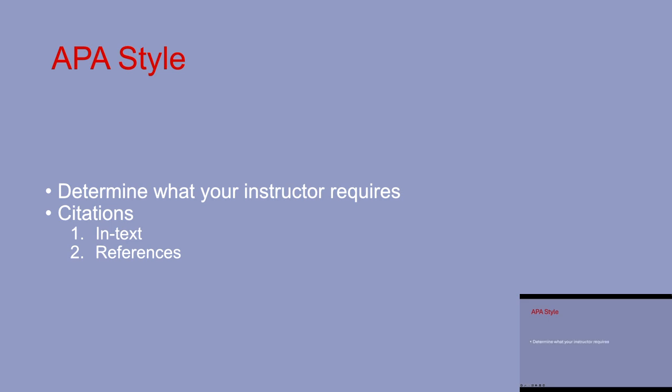First of all, you want to determine what your instructor requires. You may or may not be aware that APA style covers a lot of different topics. It has to do with citations, but it also has to do with formatting of title pages and running heads, headings within the body of the paper, tables, figures. That's all encompassed in APA style. So find out, if you haven't already, what your instructor wants in terms of APA style.